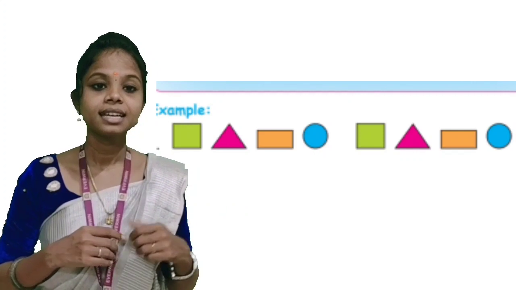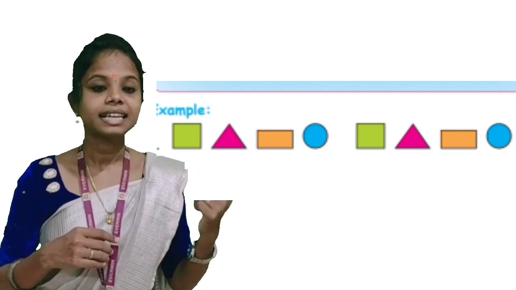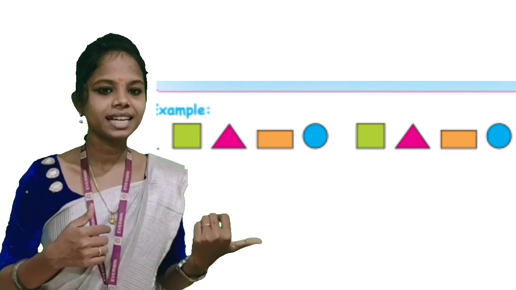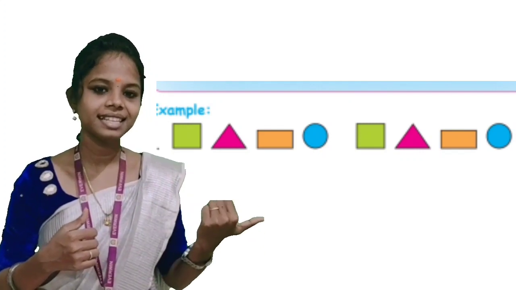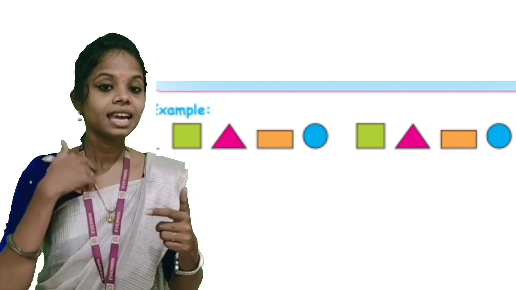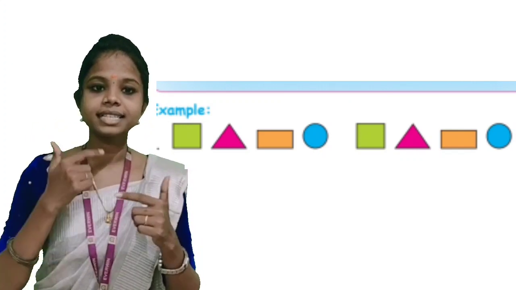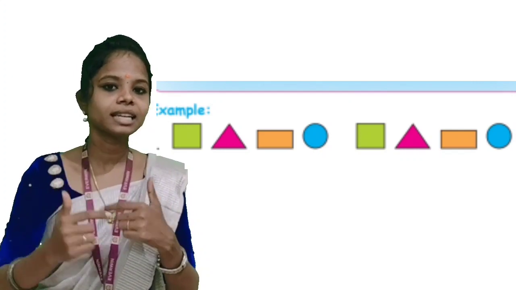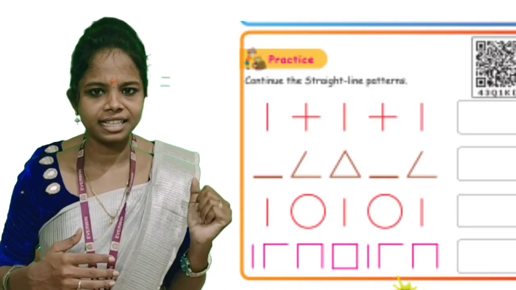Yes, you can see this: square, triangle, rectangle, circle. Again square, triangle, rectangle, circle. See, the square, triangle, rectangle, circle are repeated again and again. That is called a repeated pattern. Shall we see? Continue the pattern.